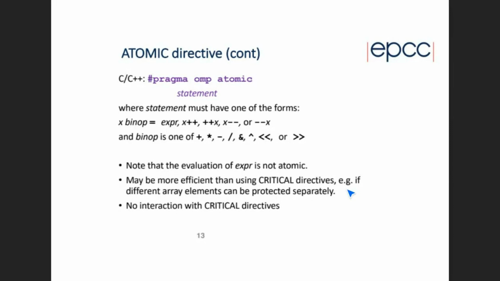The other thing to note is that there is no interaction between critical and atomic. You cannot protect a shared data structure with critical in one place and atomic in another place and hope that they mutually exclude in the same way that multiple critical sections mutually exclude. So there's no mutual exclusion between atomic and critical, even though you may be trying to protect the same shared variables.